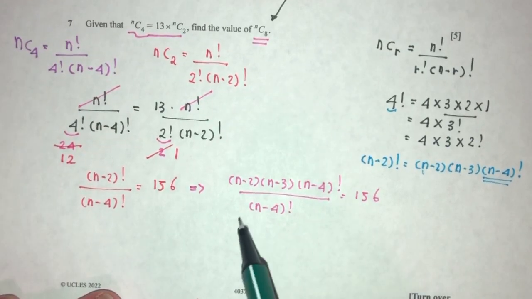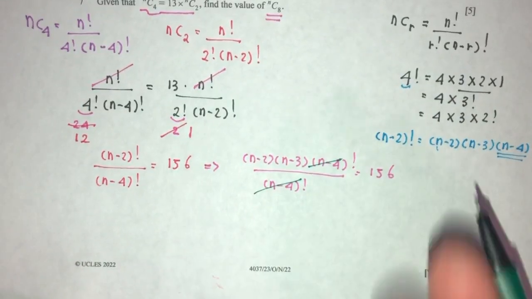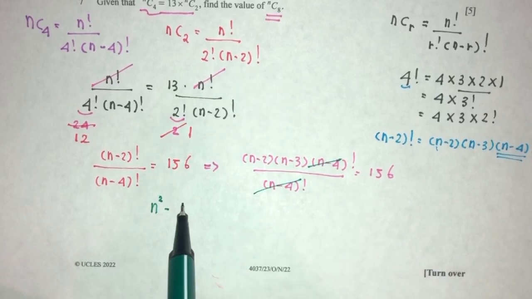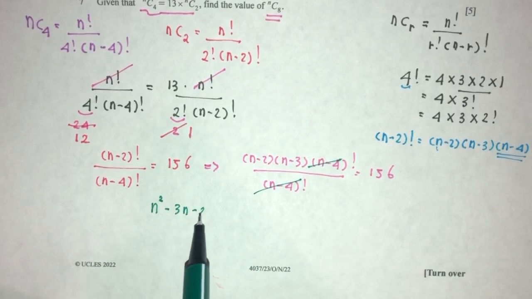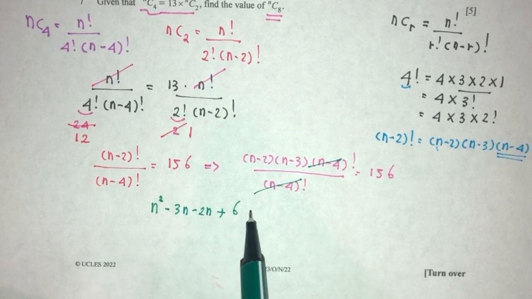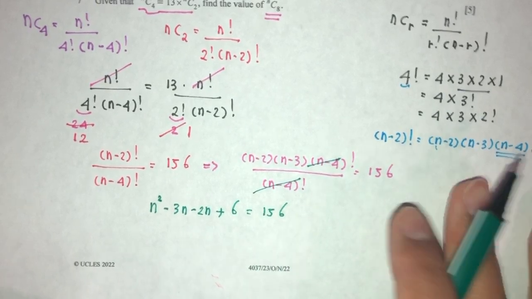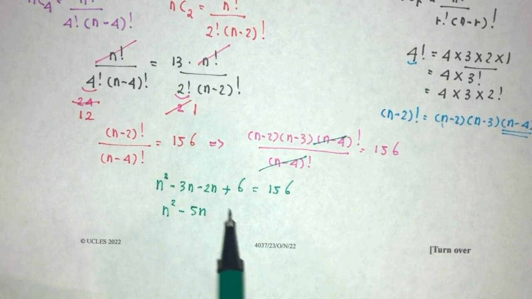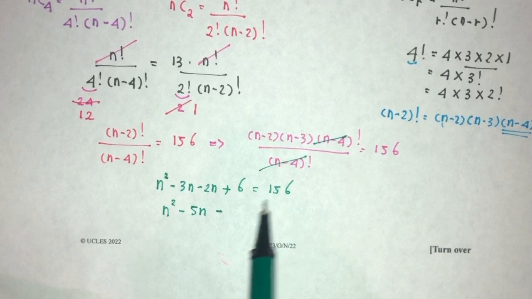Now these two will go away. Now expand and see what happens. This should become n squared minus 3n minus 2n plus 6 is the value of 156. Send everything to one side, you will have n squared minus 5n minus the value of 150 have to be 0.